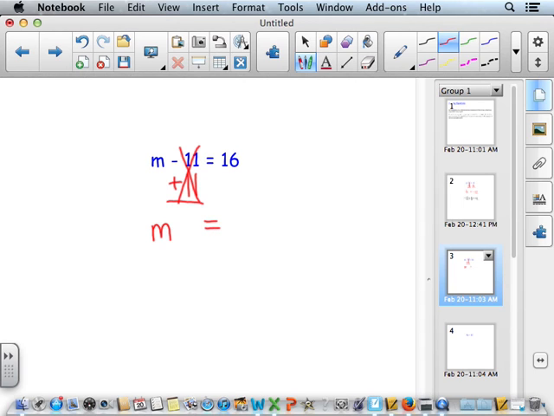If I add 11 to the left side of the equation, I also have to add 11 to the right side of the equation. I have to keep things equal. 16 plus 11 is 27, so my solution is m equals 27. Again, I can check. If I replace m with 27, I have 27 minus 11, which is equal to 16. So again, I know that my solution is correct.